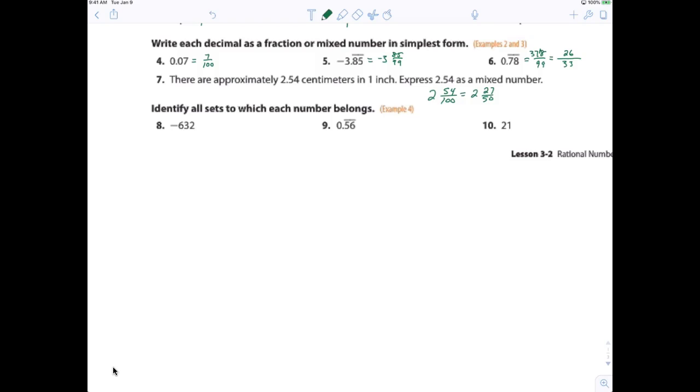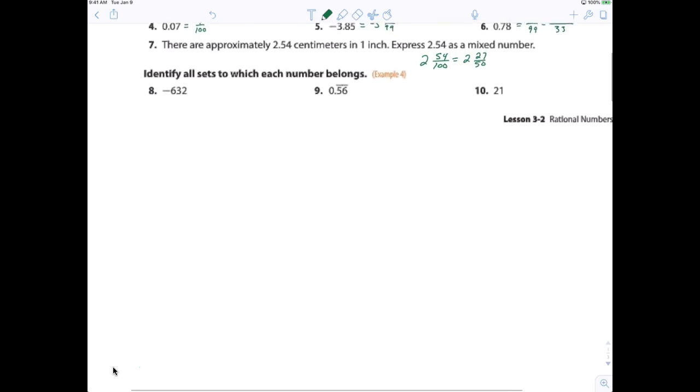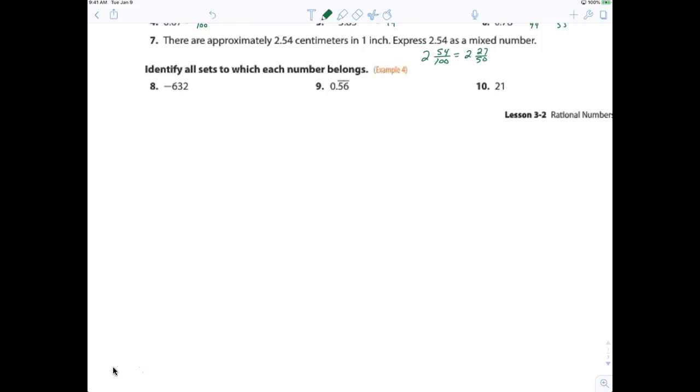All right. So here we go. I need everybody to write. These are the notes for today. Everybody has to know the different classification of numbers. And they call these classifications different sets. So the first set we're going to talk about is natural numbers.